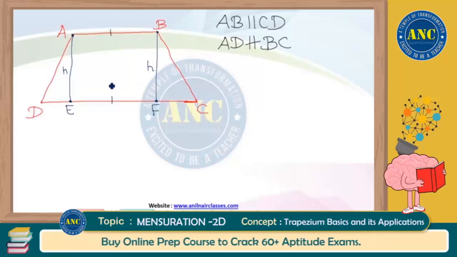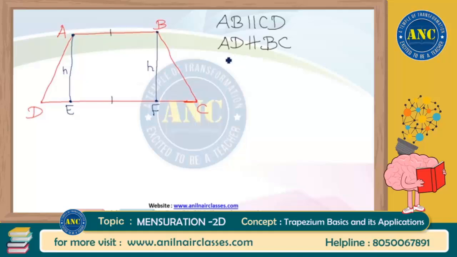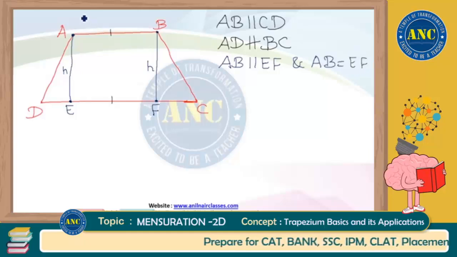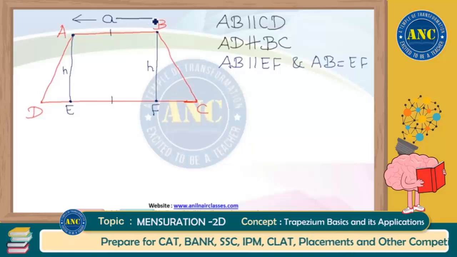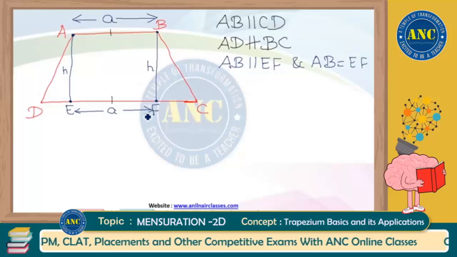Now, because height AE is equal to height FB, I can also say that AB and EF are equal. AB and EF are parallel first of all, and because they both have the same height from points E and F respectively, AB and EF are also equal to each other. In simple language, if I call AB small a, EF will also be small a.